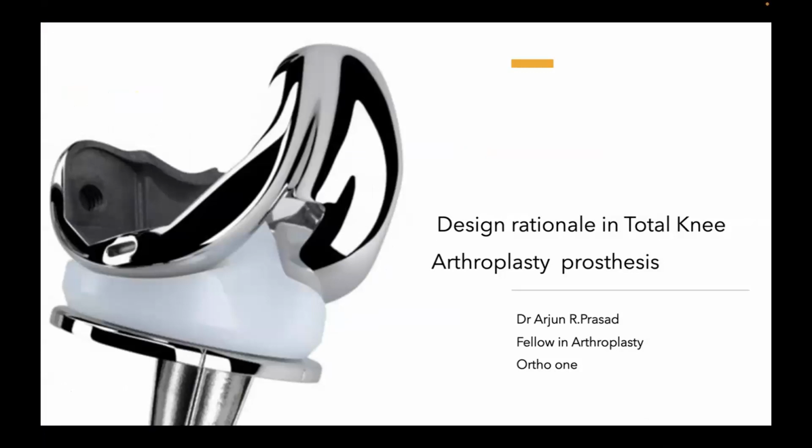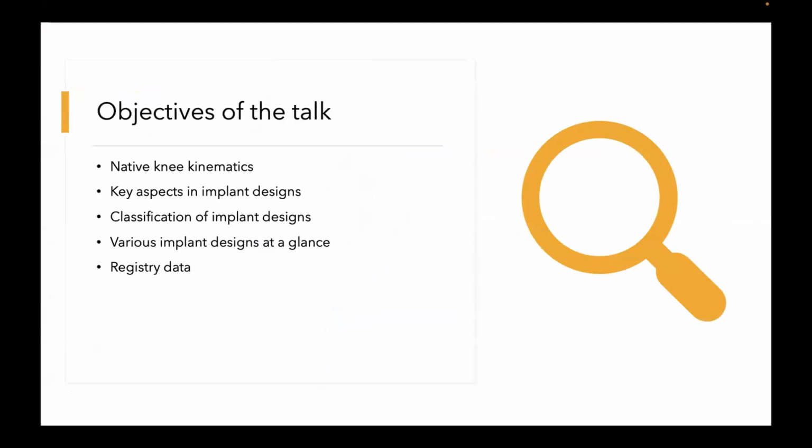Today, I'll be talking about design rationale in total knee arthroplasty. In earlier sessions, we had discussed the evolution of TKR implants, how to take proximal tibia cuts, how to take the femur cuts, and how to position the component. In today's talk, I'll be discussing native knee kinematics, some key aspects in implant design, classification of implant design, and we'll be looking at some of the implants at a glance, and I'll be presenting some interesting registry data.